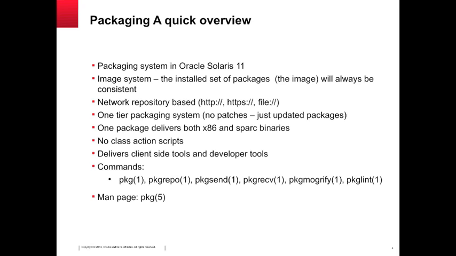It relies on a network repository, so you can get packages out of an HTTP, HTTPS, or a file-based repo. None of these sorts of tarballs that you get. It's a one-tier packaging system. That's actually quite a fundamental change that we've had here. So we have no more SVR4 packages like we do in the Solaris 10 world. We just have an updated package. But also we have packages that are just fat packages. They deliver both x86 and SPARC, which actually makes things a lot easier going forward.